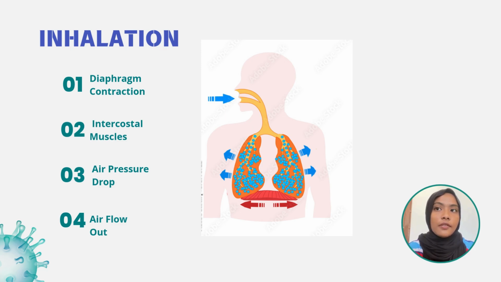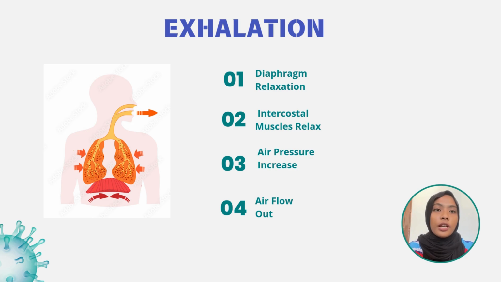As the chest cavity expands, the pressure inside the lungs drops below atmospheric pressure. Due to this pressure difference, air flows into the lungs through the nose or mouth, down the trachea and into the bronchi and alveoli, where gas exchange occurs. So for exhalation, or breathing out, the diaphragm relaxes and moves upward, reducing the space in the chest cavity.